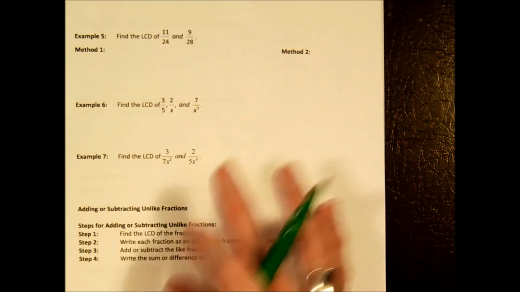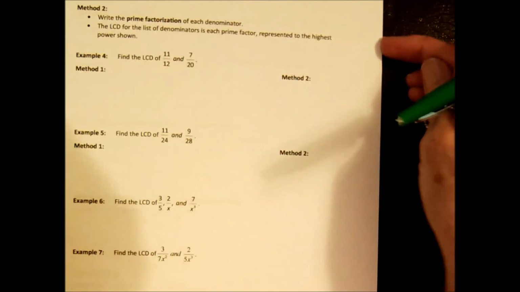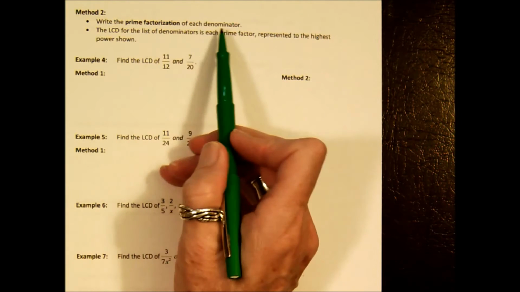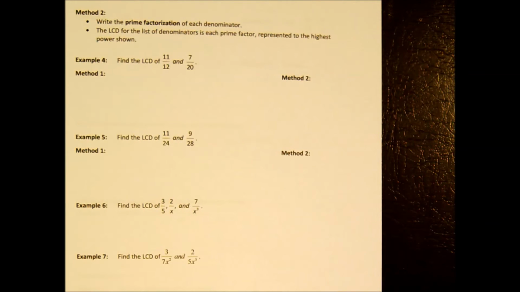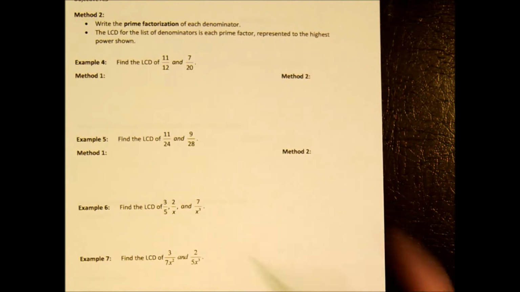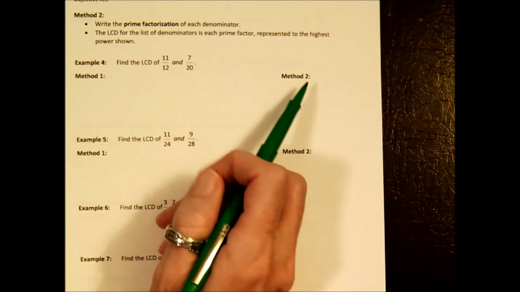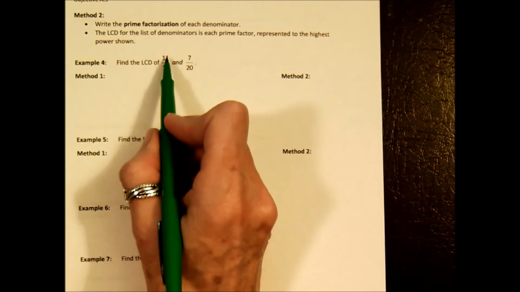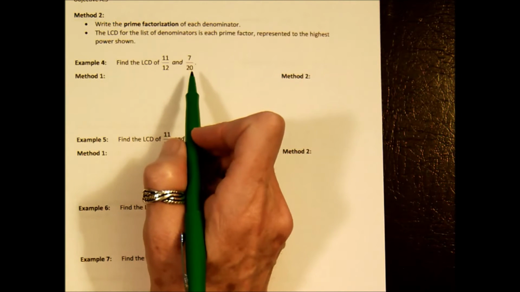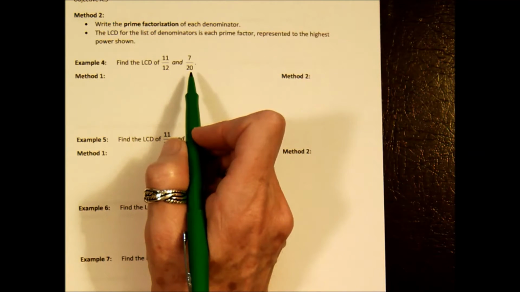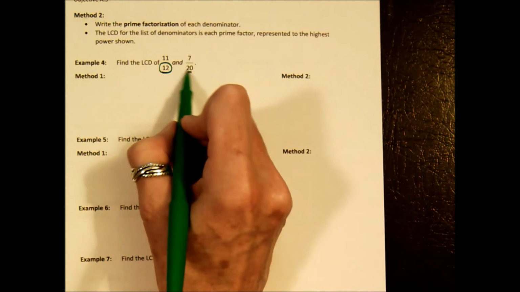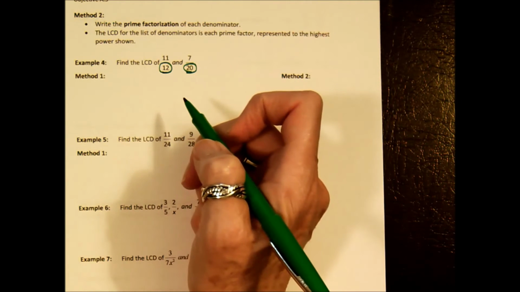All right, let's look at the next page. The second method, and again, I'm going to show you both of these, is to write the prime factorization for each denominator. And then we're going to cross cancel. So let's just do one. And I'm going to do method 1 and method 2. So what I have here is I have 11 twelfths and 7 twentieths. Now we're not going to add them, but we do want to find the common denominator for 12 and 20 because obviously they're not alike.